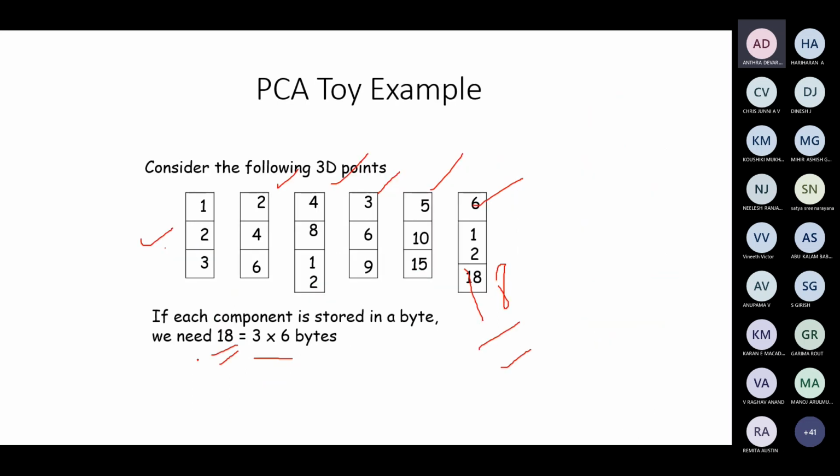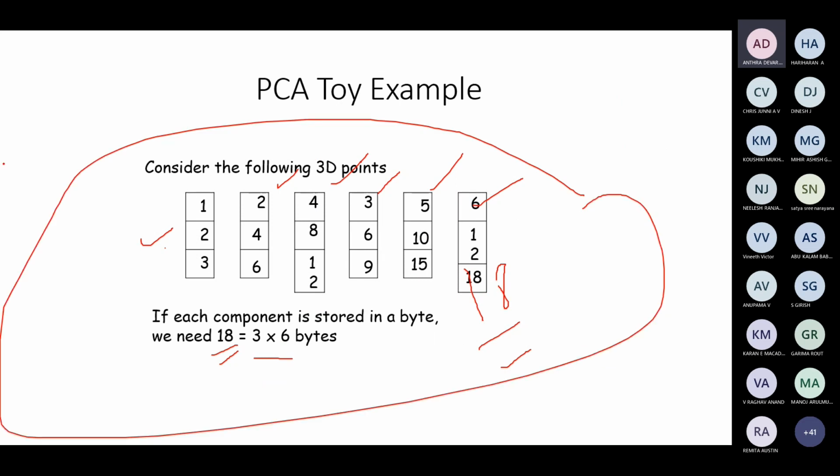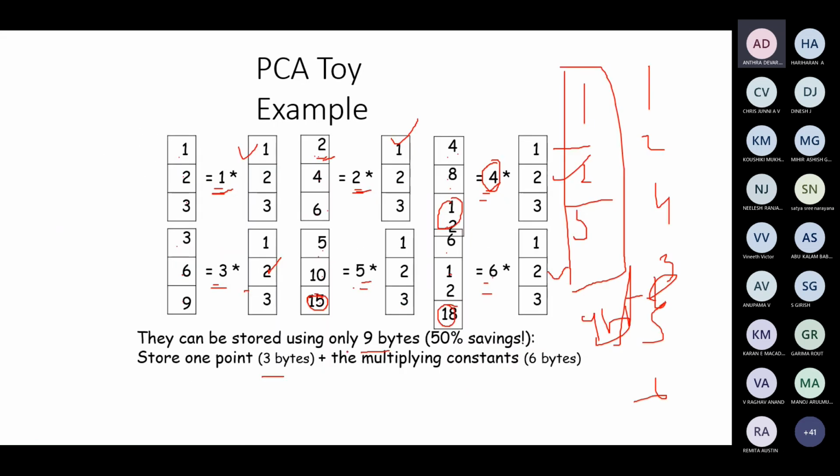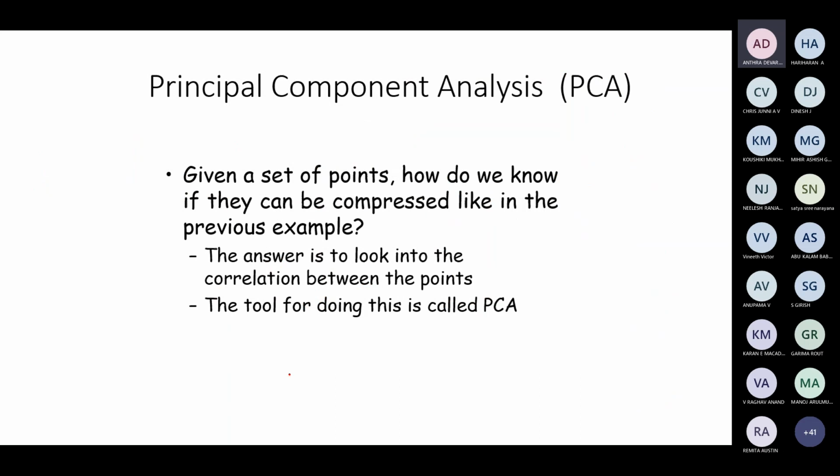So to store the same data I require 18 bytes, but if I apply this PCA-like idea to this example, I store only 9 bytes, a 50 percent saving. And remember, I am maintaining the information as it is. Now the same concept I'm going to apply in PCA.